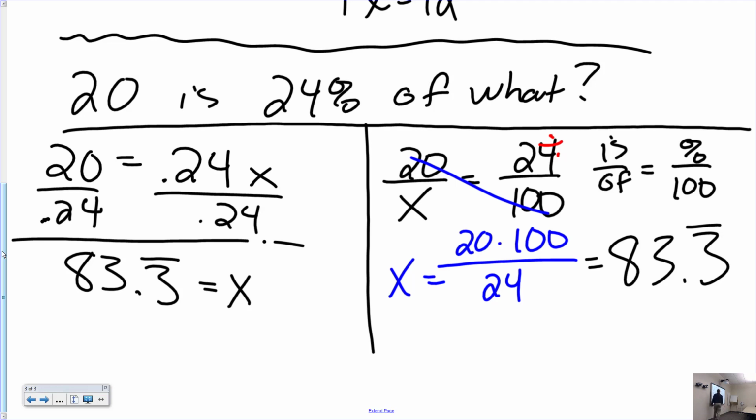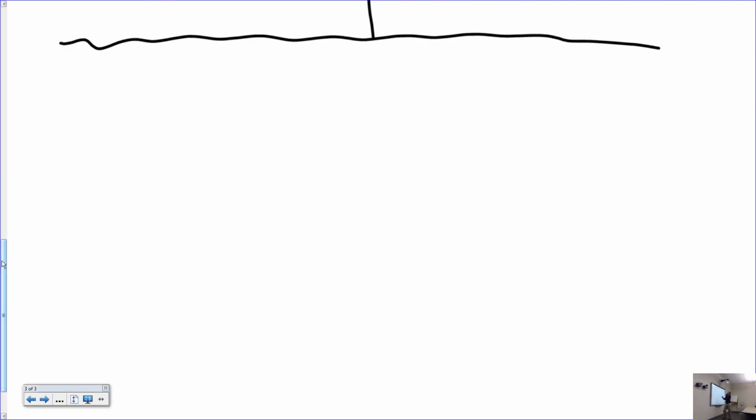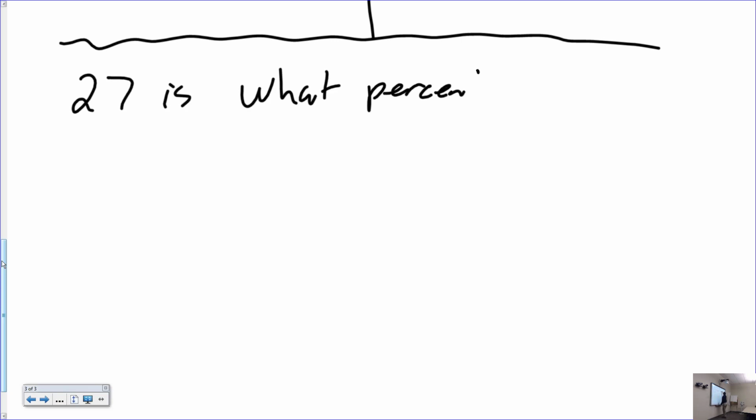Okay, now to the hairy one. And this one I will just apologize up front because it's slightly different between the two techniques. So, let's say 27 is what percent of 40?